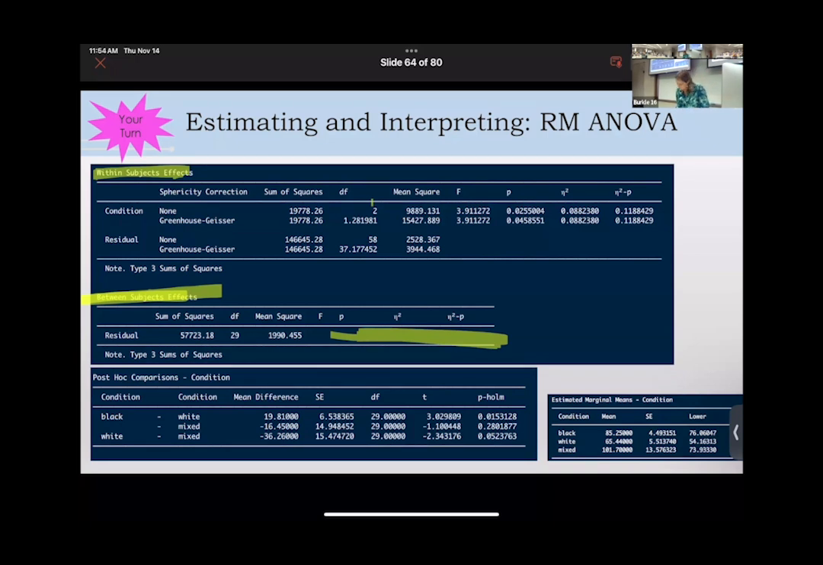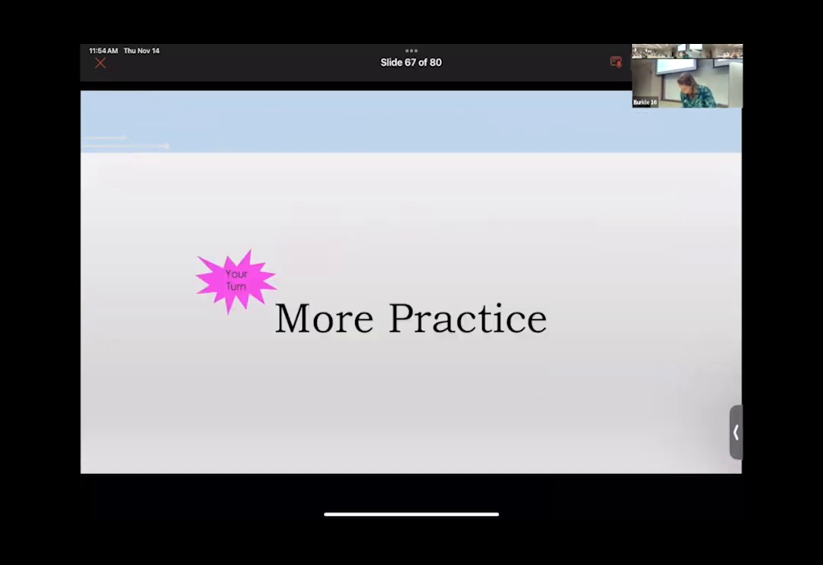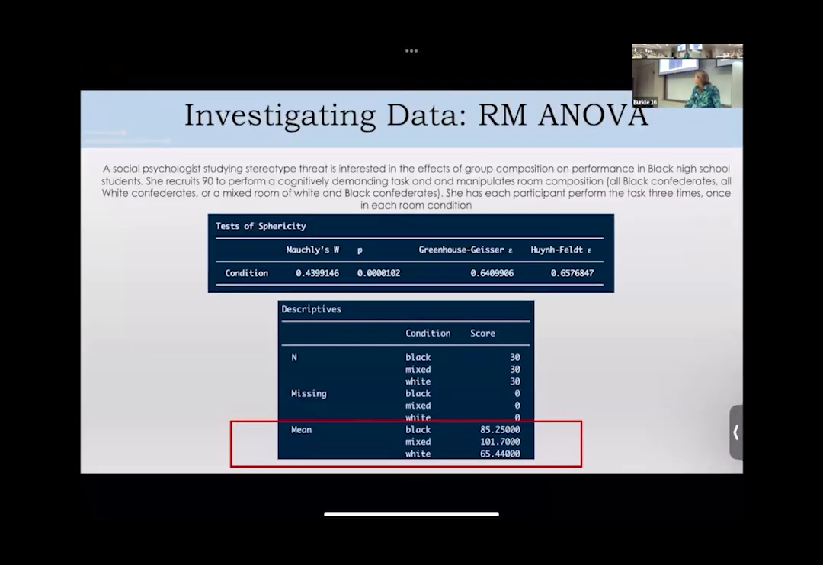Now, where'd it go? Here we go. Check out the sphericity assumption here. I wanted us to see a concrete example of this. So sphericity, meaning are the variances of the differences between scores not significantly different from one another? Are they significantly different from one another? Yes. The sphericity assumption is violated.